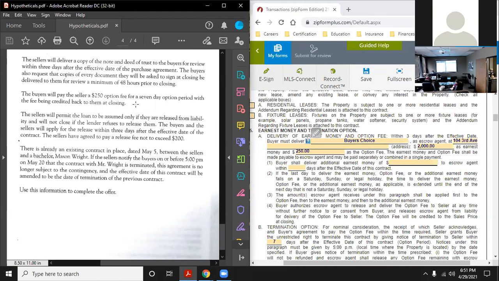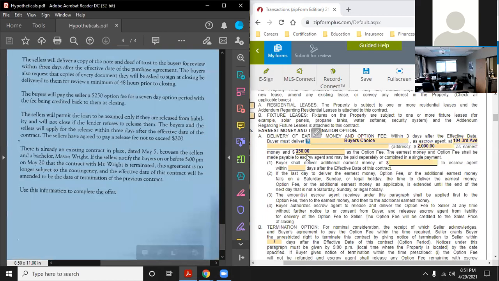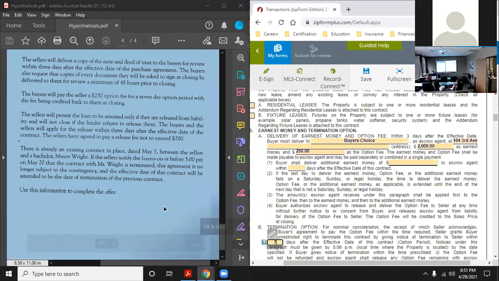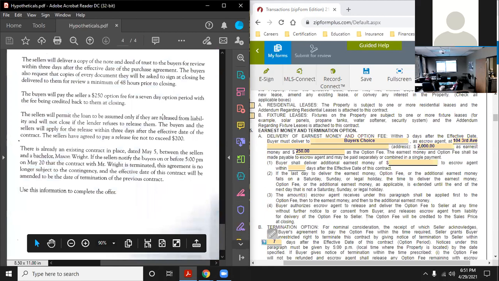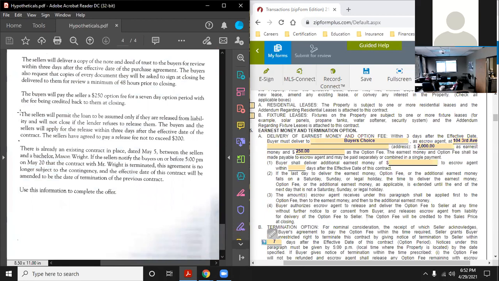They paid them $250 for 7 days. Again, I put that here for the option and here for the option period, being credited back to them at closing. It always is. So congratulations.